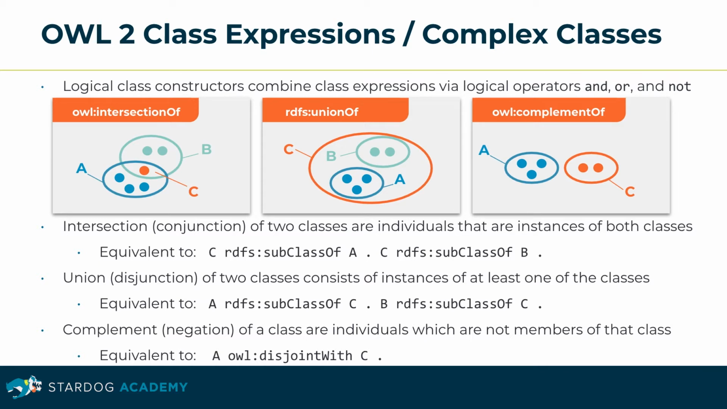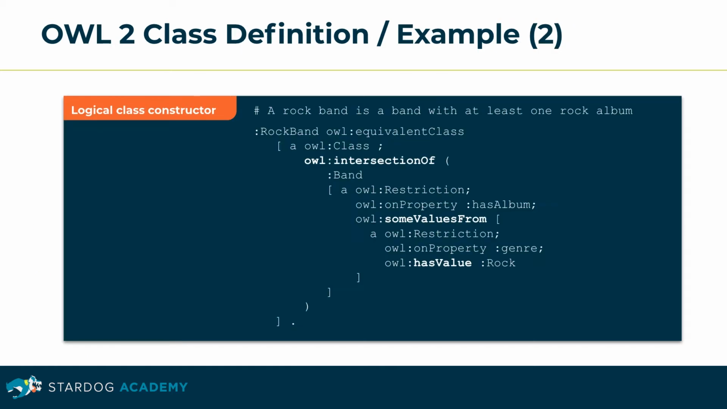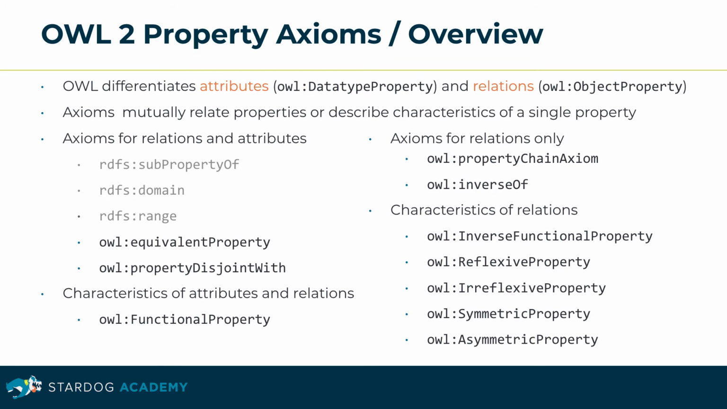The complement or negation of a class comprises a set of individuals which are not member of that class. This is equivalent to asserting class A be disjoint with class C. This example models the class rock band as a band which has the genre rock set for at least one of its albums.